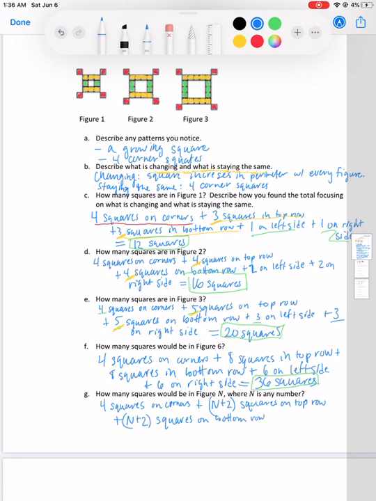Now on the left and right sides, it looks like the figure number and the number of squares there correspond. So like in example number 1, there is 1 square on the left side and 1 on the right, and so on. 2, there's 2 on the left, 2 on the right. So we're going to add on n squares for the top. Oh, sorry, on the left. So n on the left, and which means we do plus n on the right.